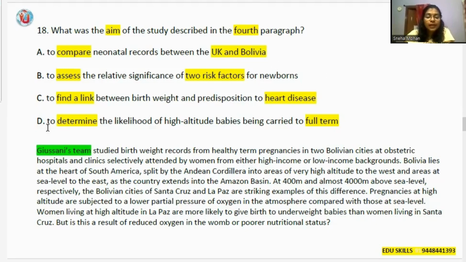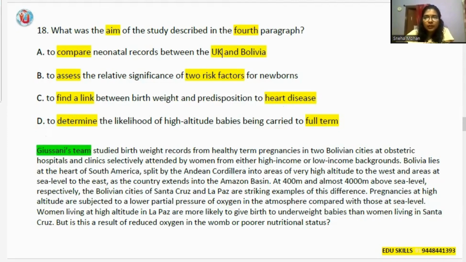Next, answer option B. To assess the relative significance of two risk factors for newborns. So the keywords are assess and two risk factors. Next, answer option C. To find a link between birth weight and predisposition to heart disease. The keywords are find a link and heart disease. Next, answer option D. To determine the likelihood of high altitude babies being carried to full term. The keywords are determine and full term.